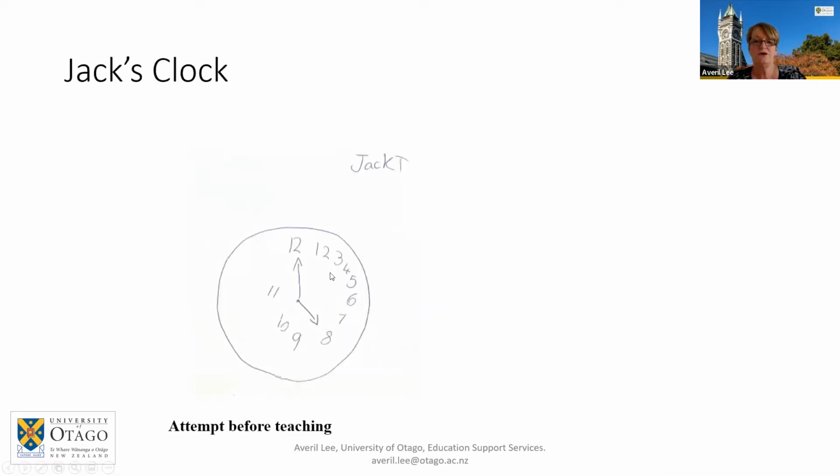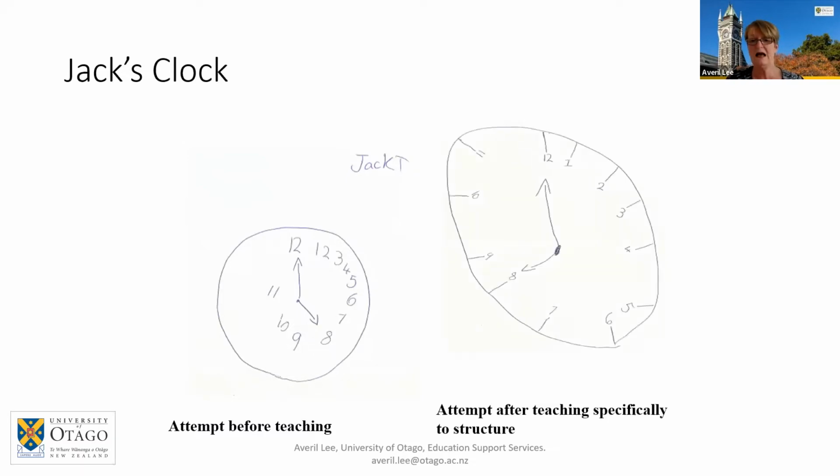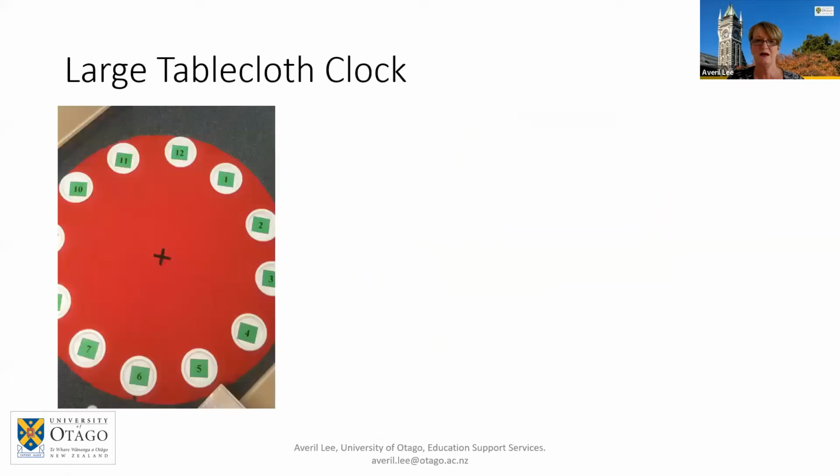So this child showed me 8 o'clock, not a bad effort, after some explicit details on how to teach what a clock looks like. This is what he came up with after one session. And this is the material that I used to do it. I went and bought a large tablecloth from Briscoe's. I put on it a little iron-on hemming to give me a cross in the middle so I could show where the hands might go.